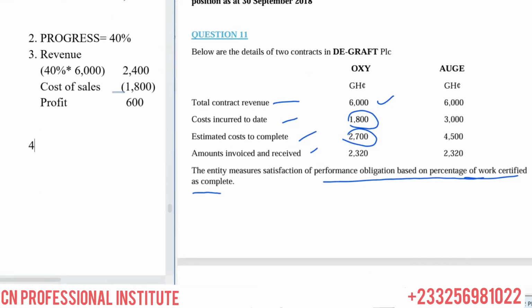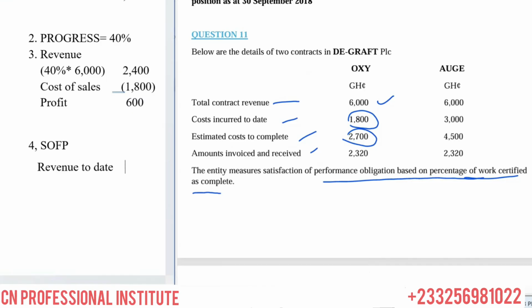That's 4. We go to the statement of financial position. What do we record there? So there we said we record contract asset or contract liability. And how do we get the contract asset or liability? We said revenue recognized to date. So revenue to date. Okay.